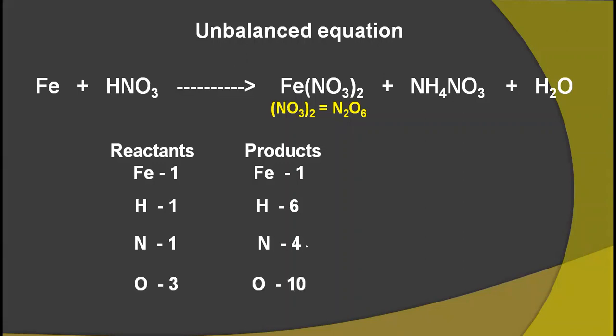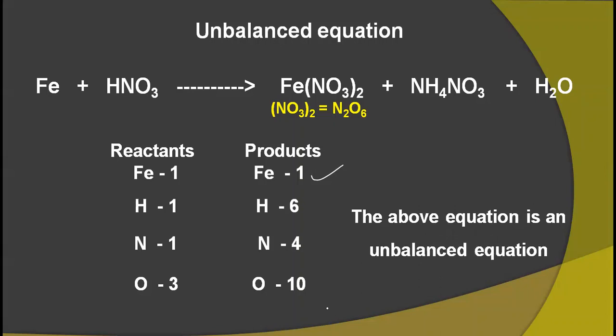And as far as oxygen is concerned, we have 3 oxygen atoms on the reactant side, and here we have 6 oxygen atoms. Here we have 3, so 6 plus 3 is 9, and here we have 1 oxygen atom in water. So totally there are 10 oxygen atoms. So the number of atoms of all the elements on either side are unequal. Iron atoms are equal, but what about hydrogen, nitrogen, and oxygen? They are unequal. Hence, this equation is an unbalanced equation.